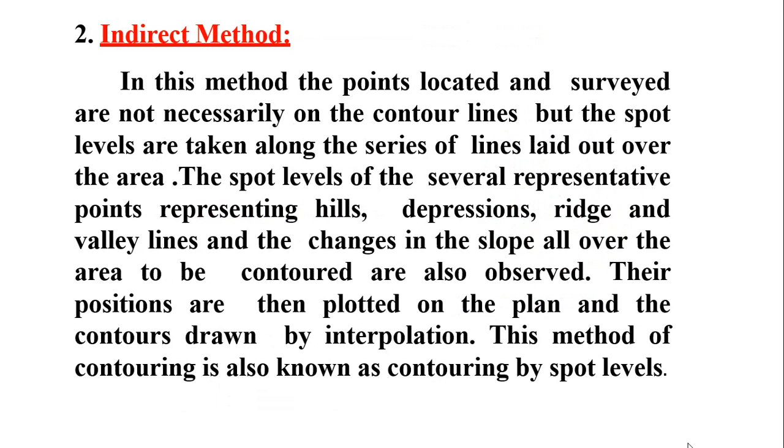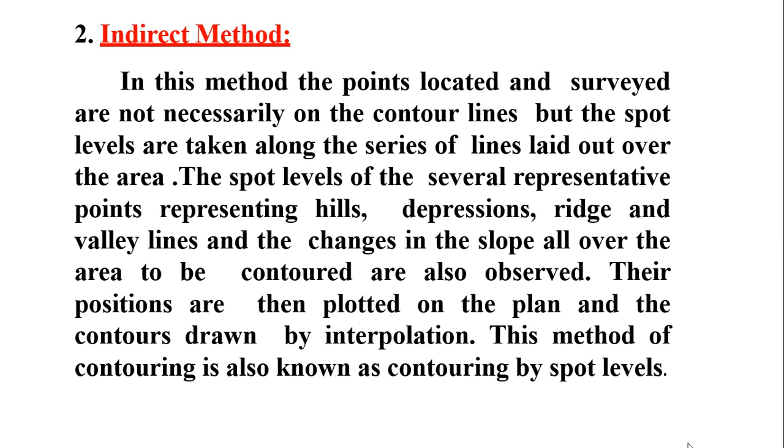Next method is the indirect method. In this method, the points located and surveyed are not necessarily on the contour lines, but the spot levels are taken along a series of lines laid out over the area. The spot levels of several representative points representing hills, depressions, ridge and valley lines, and the changes in the slope all over the area to be contoured are also observed.